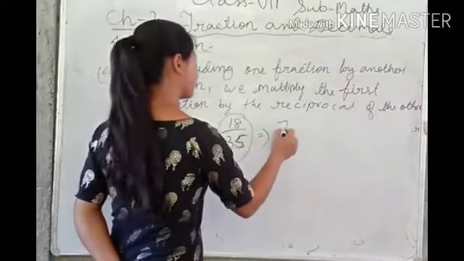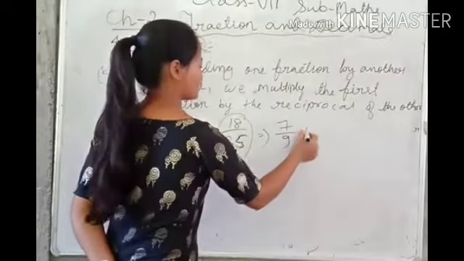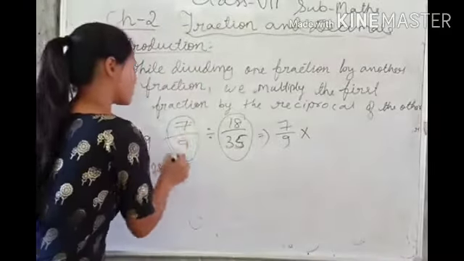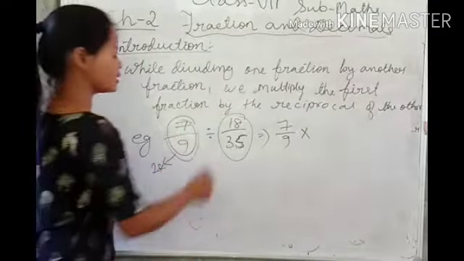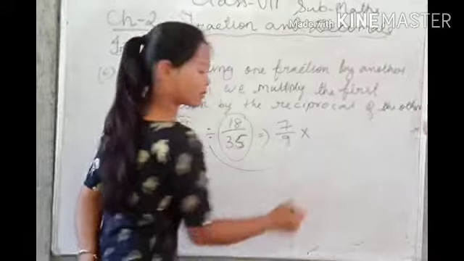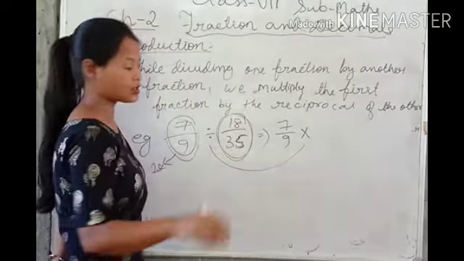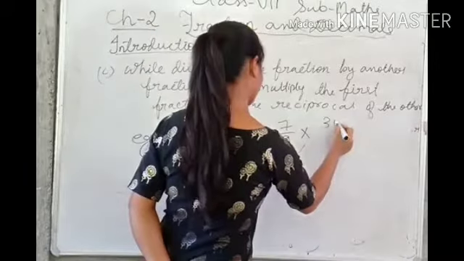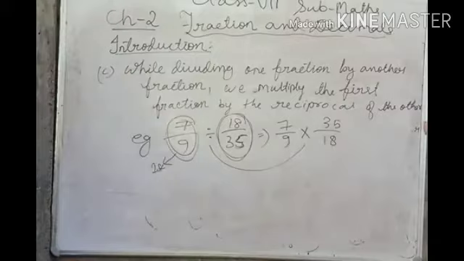How will you solve? You will multiply this first fraction by the reciprocal of the other one. This first one will remain the same. And this divide will become what? This divide will become multiply, and this will become the reciprocal, meaning reverse. It will become 35 upon 18.